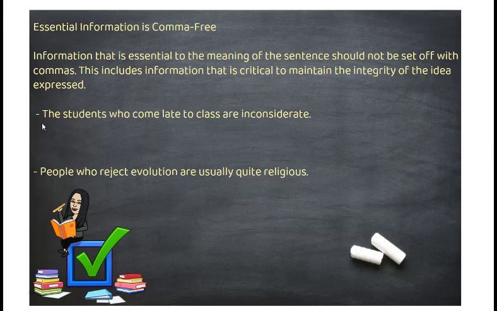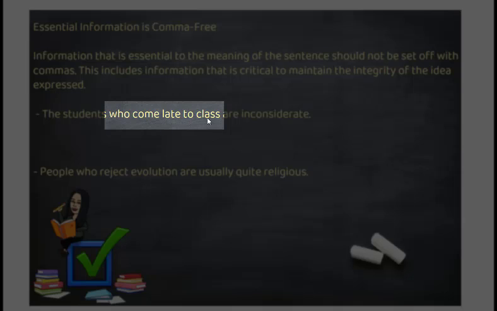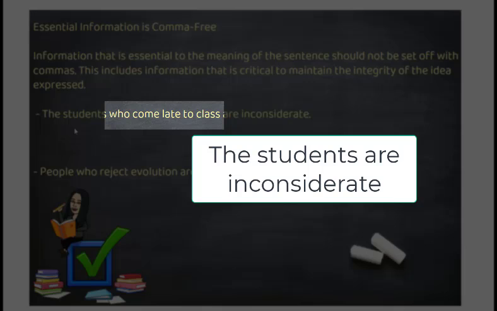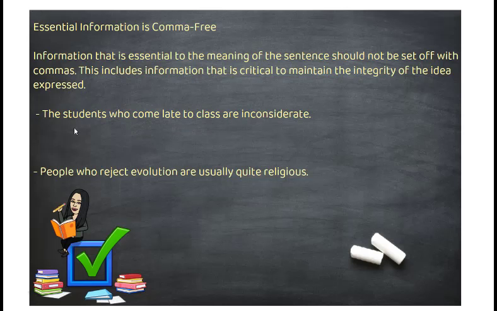So if we look at this first sentence here, the students who come late to class are inconsiderate. Okay, the first thing we have is the students. That's our first breakdown, which is the main action or subject. Here we have who come late to class. We have a key word here, who. And then finally we have our verb, are, and then we have our information that tells us what they are. Okay, now I can pull this phrase out, who come late to class, and I would be left with the students are inconsiderate, which of course, as you already can hear, is a complete sentence and there's nothing wrong with that.